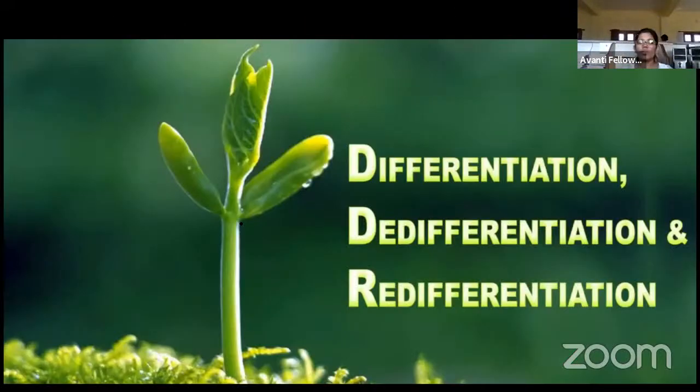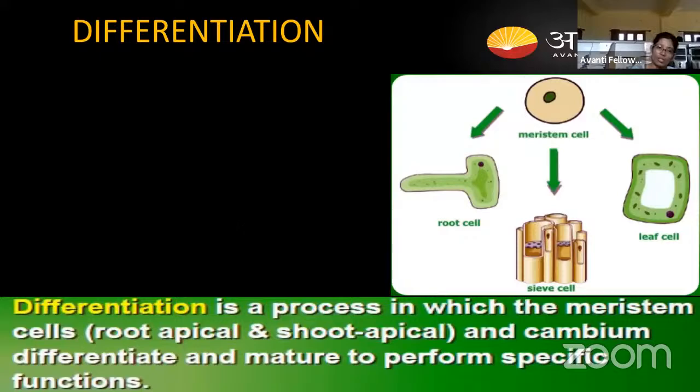Okay, so now let us talk about three terms: differentiation, dedifferentiation, and redifferentiation. Anyhow, we are talking about cell division, right? Like one cell is dividing into two, two into four. But in between, you might have studied the same terms in the cell chapter. Let me tell you what differentiation, dedifferentiation, and redifferentiation are.